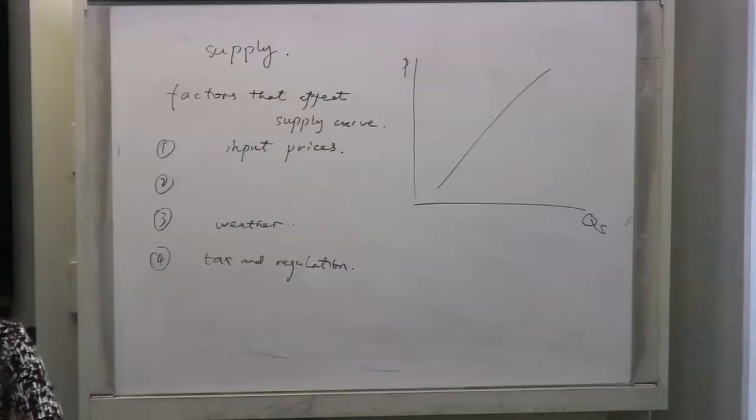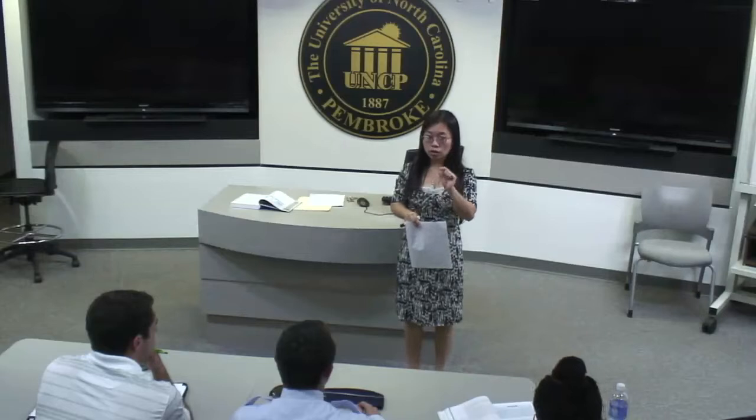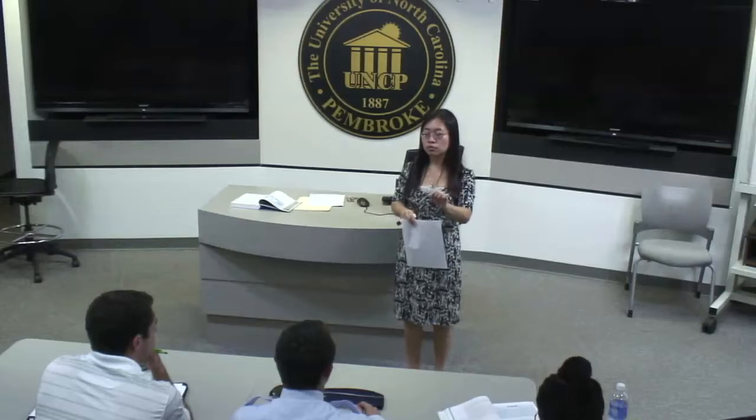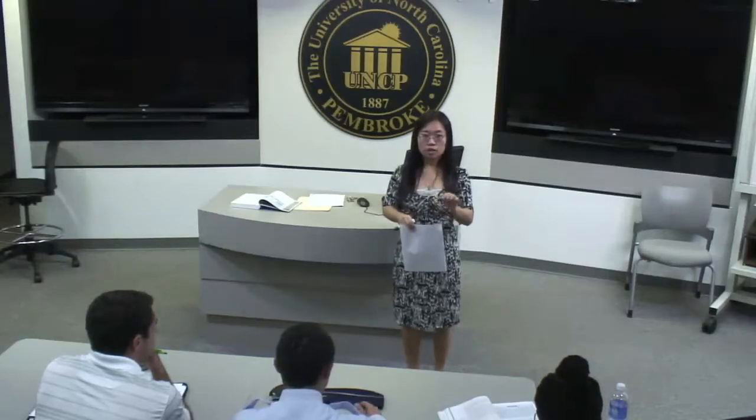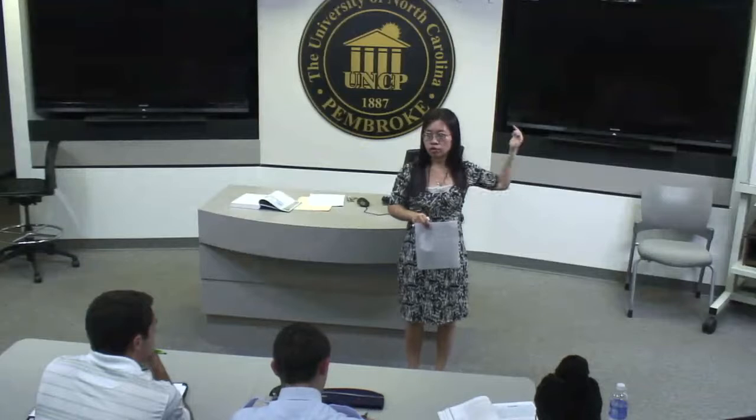If you are an ice cream manufacturer, you make vanilla ice cream, and now the price of vanilla beans goes up. How is that going to affect your production? How is it going to affect your supply? Cost will be higher. It costs you more now to produce vanilla ice cream. So you supply less, supply shifts to the left.